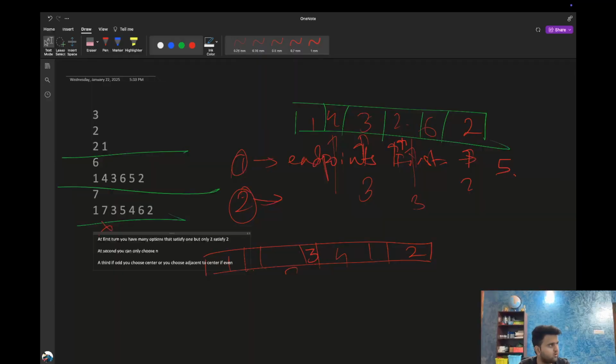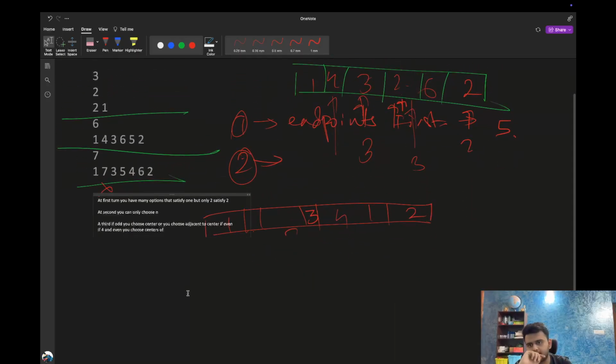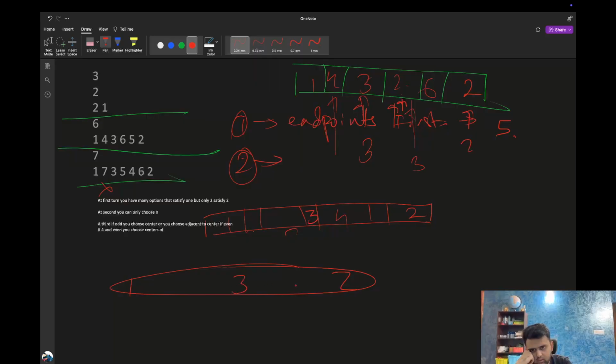And if it's 4 and even, you choose centers of the guy. So it's always choosing centers. So for 1, you have 1, 2, 3, 4, 5. So at the end, if there are many centers, are all of them valid?